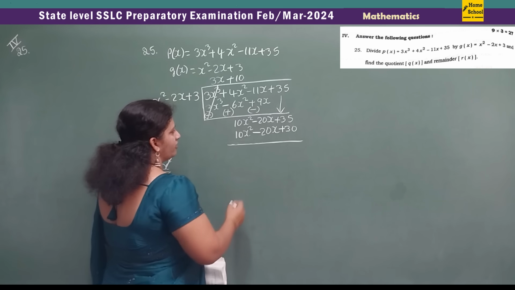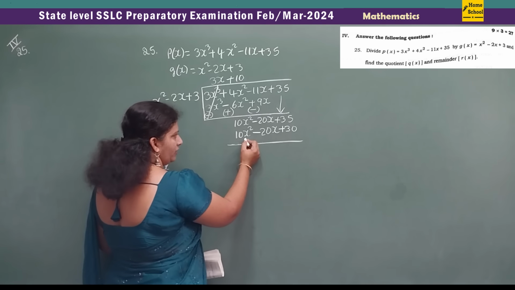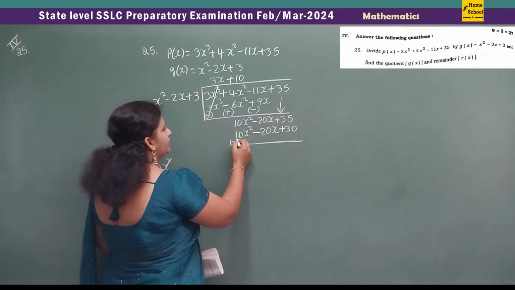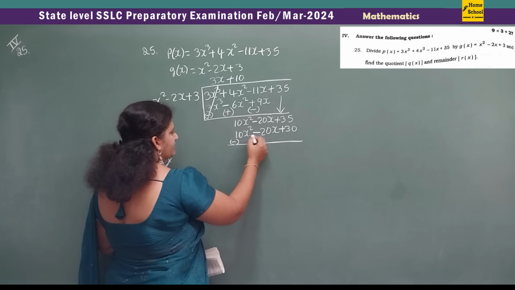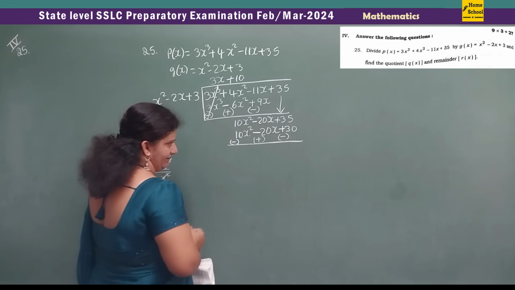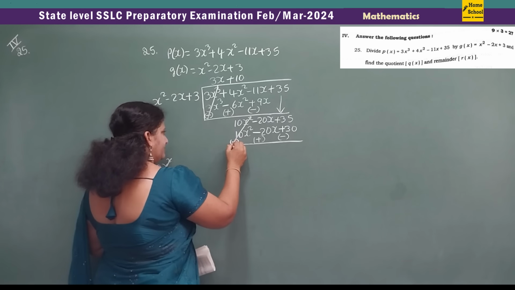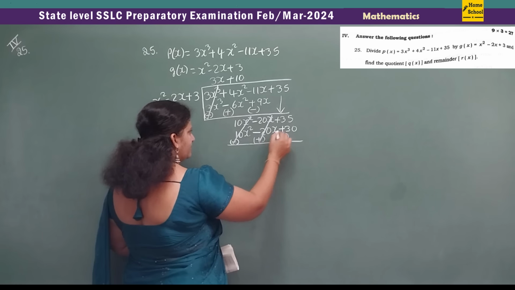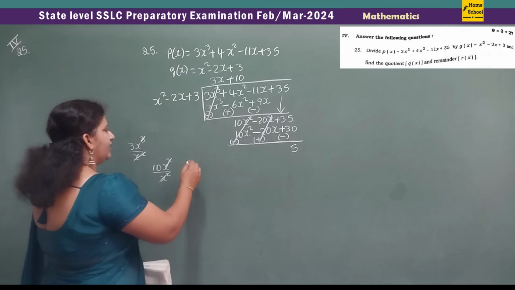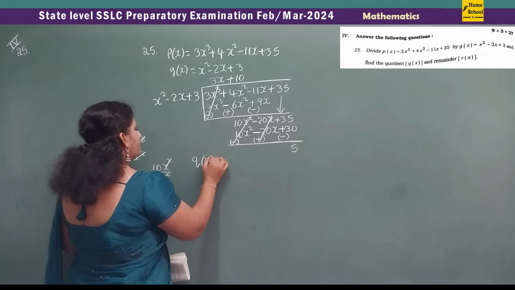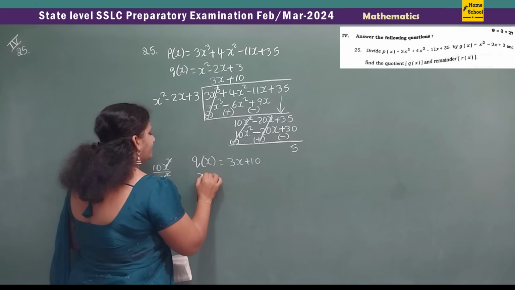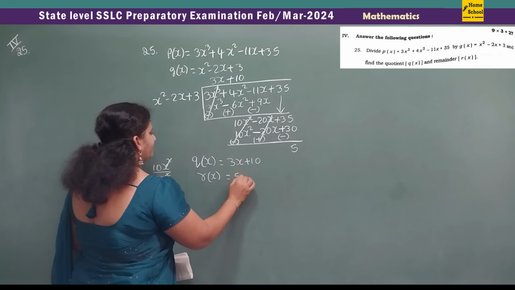Now observe both the polynomials are having same value and same sign. So we need to subtract the two polynomials. Multiply minus, plus into minus, minus, minus into minus, it will be plus and this will be minus. Cancels and here also it cancels. 35 minus 30 will be 5. Now finally the quotient of this polynomial division is 3x plus 10 and remainder of x is 5.